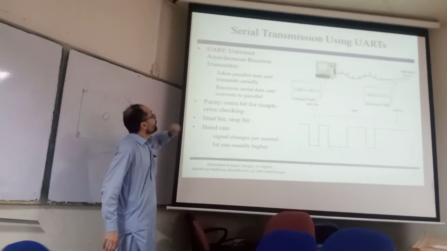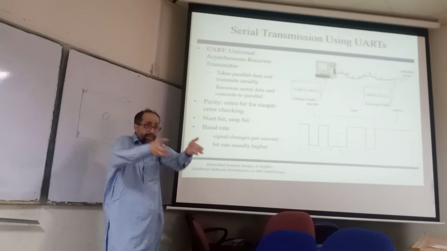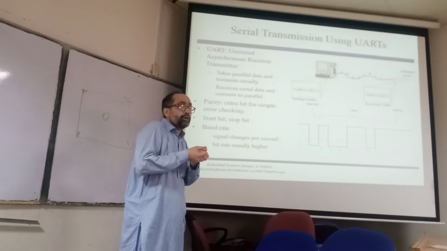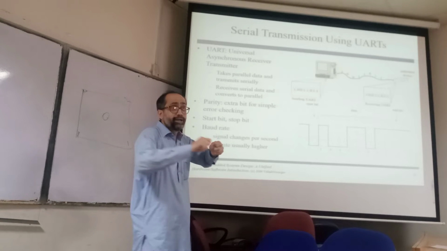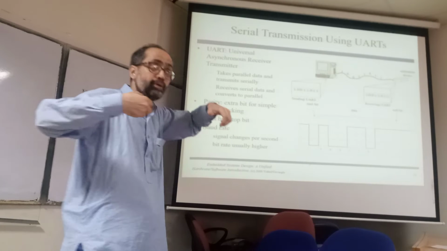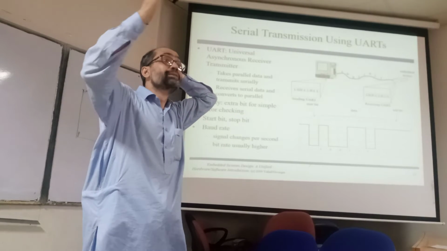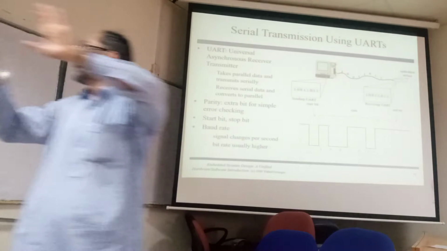Okay, so if it's a transmitter, it will take the parallel data, and then transmit it serially. But on the receiver side, it will receive serial data, and then it will transmit it parallel to the receiver. So now you have a transmitter and now you have a receiver.